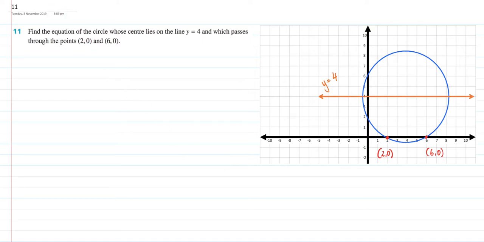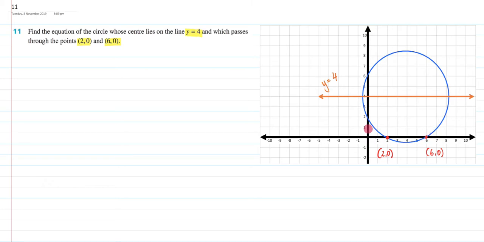Alright, so we are working through the exercise and we're up to question 11, and question 11 is asking us to find the equation of the circle whose center lies on the line y equals 4 and which passes through the points (2, 0) and (6, 0). So the first thing we're going to do when we're doing this is give a little bit of a sketch of what we're looking at.